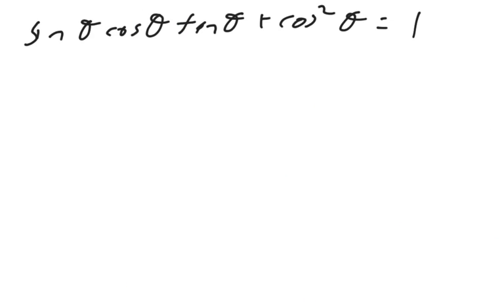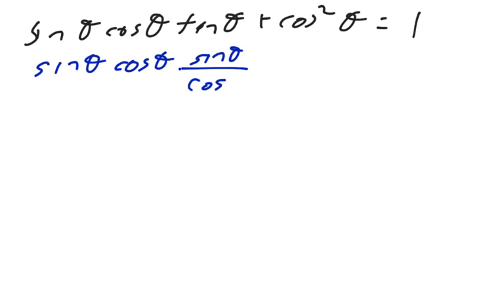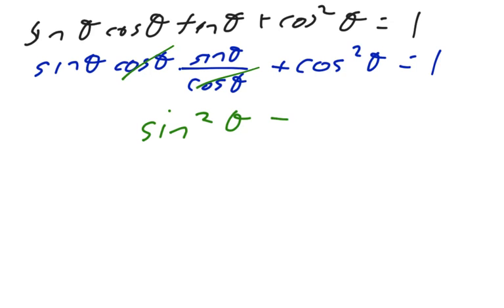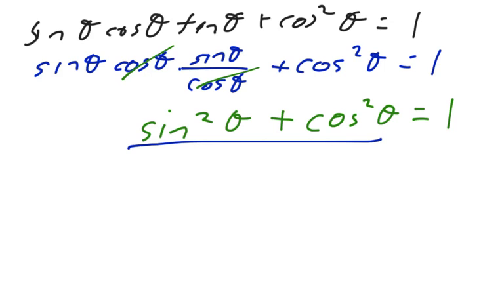Alright, last one for this video, letter E. We have sine theta, cosine theta, tangent theta. I'm going to change tangent into sine theta over cosine theta, plus cosine squared theta equals 1. Well, the cosine and the cosine cancels out, and so we're left with sine squared theta, because sine times sine is sine squared, plus cosine squared theta equals 1. And since these add up to be 1, we have 1 equals 1. And that is all for this problem in this video.